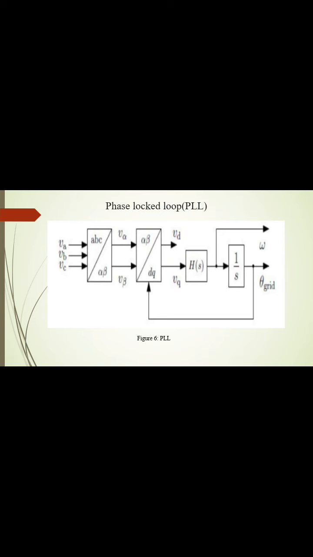This is a phase lock loop. This is used for input measurement of the three-phase voltage in a PLL, where the output signal is fed, and the grid voltage is used in the DQ frame inverter control.